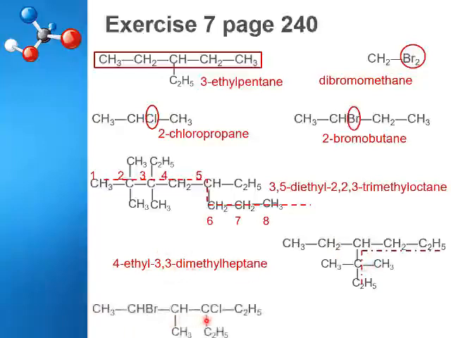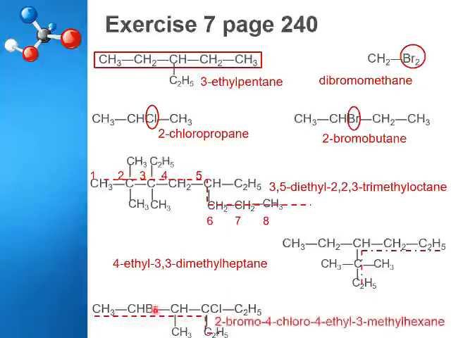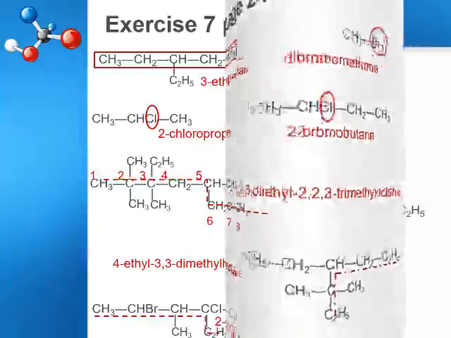For this one, the main chain is this one or this one, since they contain the same number of carbon. We have this ethyl branch, this chloro, this bromo, and a methyl. We start with bromo, letter B, then letter C for chloro, letter E for ethyl, and letter M for methyl. So we have 2-bromo, 4-chloro, 4-ethyl, and 3-methylhexane.